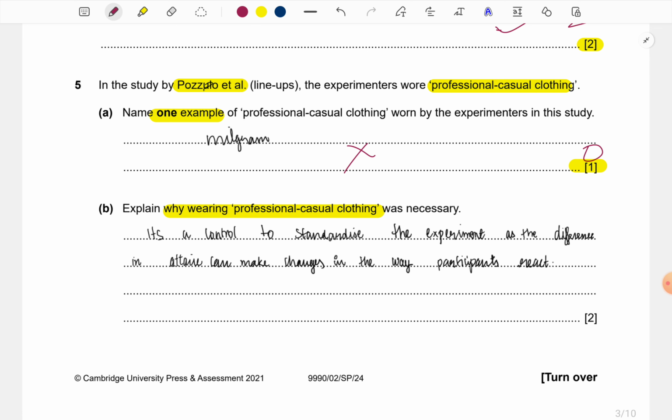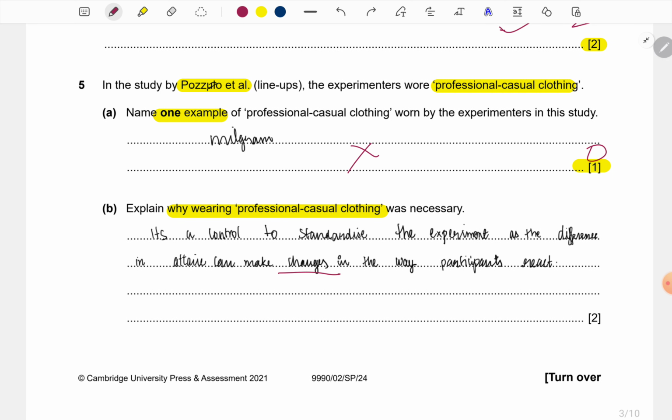So here when she says that it can make changes, again it's very vague. What changes is she referring to? Are people giving wrong answers because of the clothing of the experimenter? Are they giving better answers because of the clothing of the experimenter? Change is a very ambiguous term over here. So the clear answer would be that children could become intimidated by overtly professional clothing, which would make it difficult for them to identify the faces in the lineup task. That is how it should be written. So this is very general. It seems more like the student is guessing, does not really know why it was done. That's why it scores a 0.